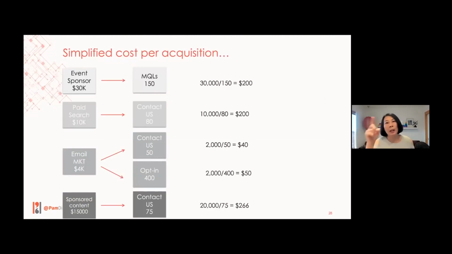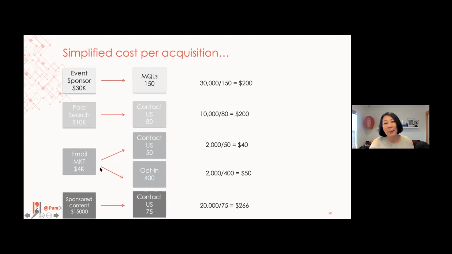However, talking about measurement, right? Today's topic is measurement. I simplify the cost per acquisition a lot, and I want to put that out there. So if you sponsor an event and you have a booth, you spend $30,000, you get maybe 300 names, but out of the 300 names, 150 you qualify. That's about $200 per lead. But if you do paid search, and through the paid search only about 80 people filled out the contact us form, that's about $200, okay?